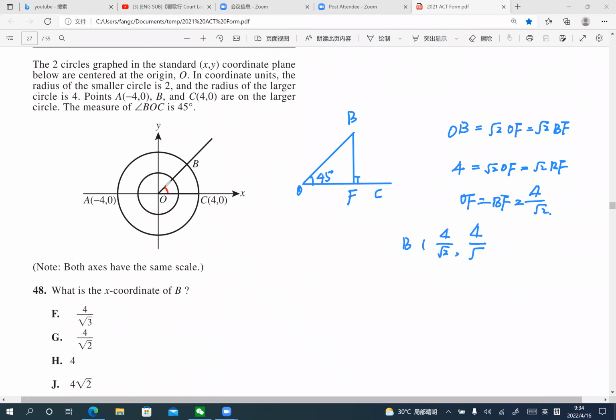In order to find the x-coordinate of B, we need to construct a right triangle first. From point B, I draw a line perpendicular to the x-axis that intersects the x-axis at point F. To see this clearly, we can look at the figure on the right.